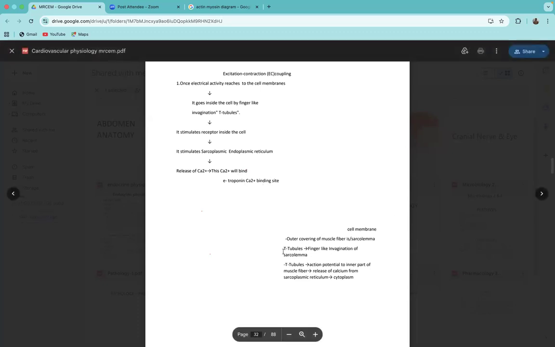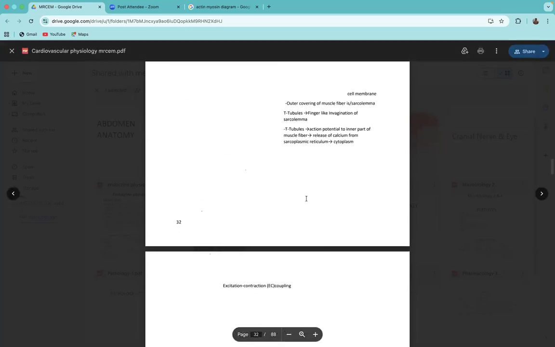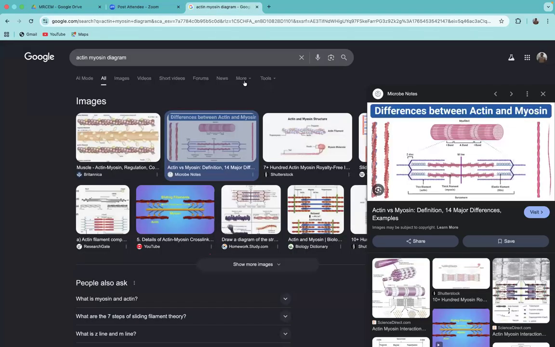Okay. The outer covering of the cell is basically the cell membrane. T tubules are finger-like projections or invaginations of the sarcolemma. T tubules carry the action potential to the inner part of the muscle fiber and release calcium from the sarcoplasmic reticulum into the cytoplasm. We have already seen. Okay, T tubules are basically present in the sarcomere as well. Through the T tubules, the calcium comes out. If you see here, there will be T tubules as well.